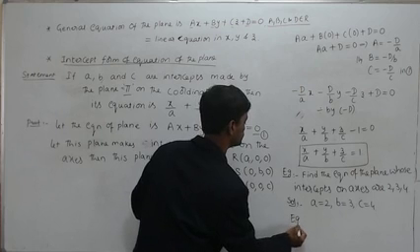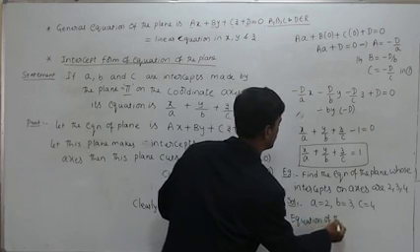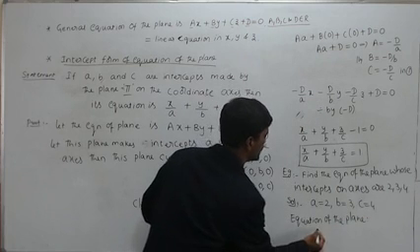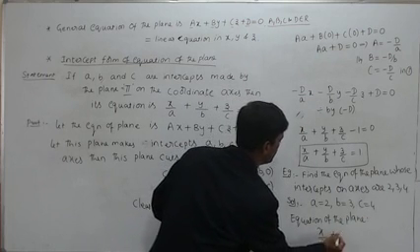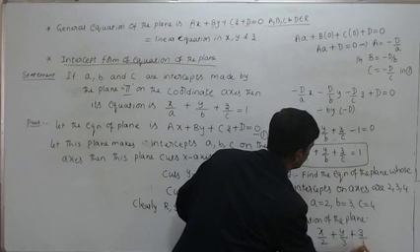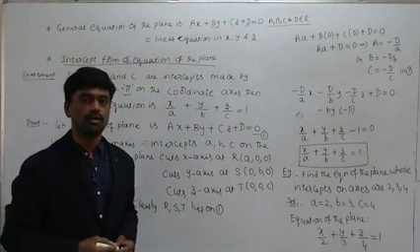Equation of the plane. So the equation of the plane will be x by a, that is x by 2, plus y by b, that is y by 3, plus z by c, that is z by 4, is equal to 1. So that is the equation of the required plane.